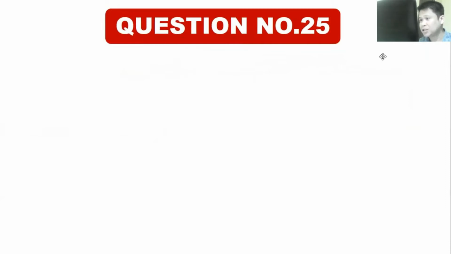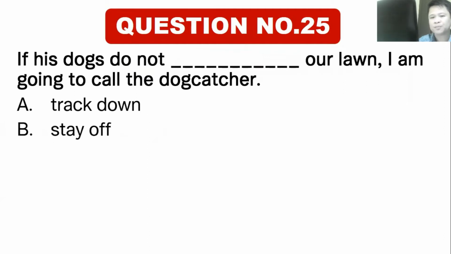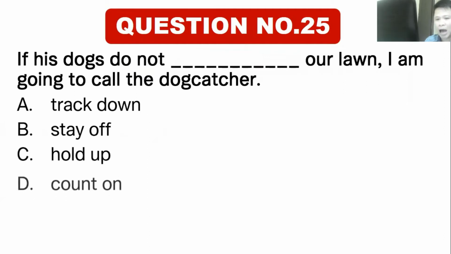Now let's go to number 25. If his dogs do not blank our lawn, I am going to call the dog catcher. A, track down. B, stay off. C, hold up. D, count on. Again, if his dogs do not track down our lawn, stay off our lawn, hold up our lawn, count on our lawn, I am going to call the dog catcher.